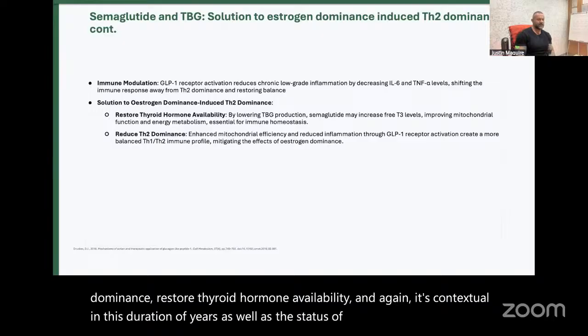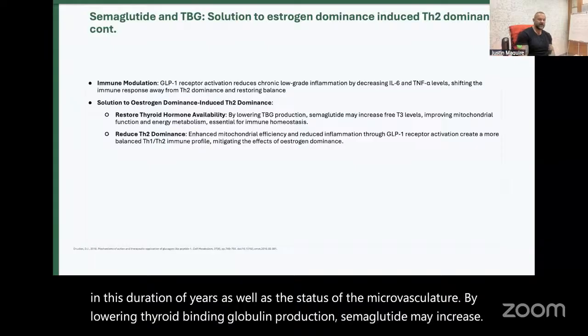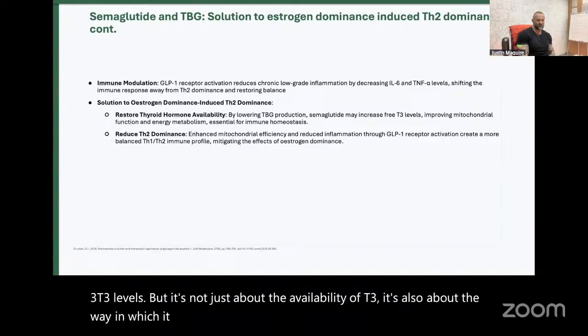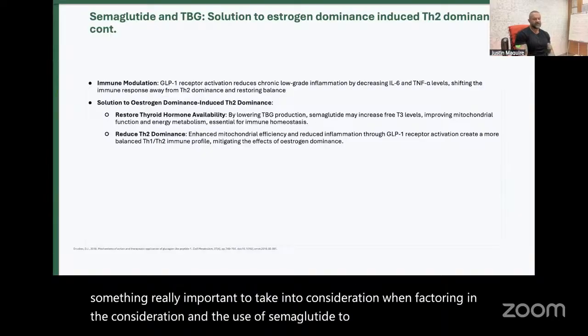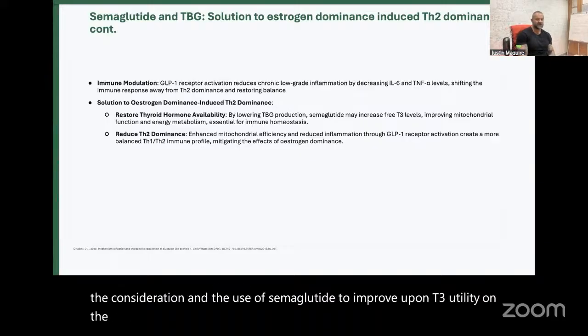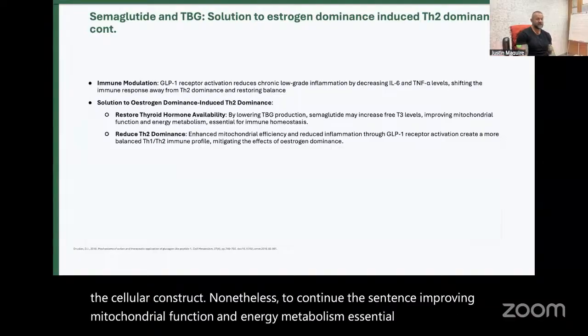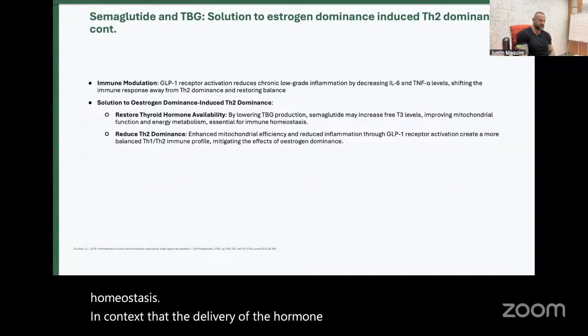By lowering thyroid binding globulin production, semaglutide may increase free T3 levels. But it's not just about the availability of T3, it's also about the way in which it can be delivered to its target receptors. And that's something really important to take into consideration when factoring in the use of semaglutide to improve upon T3 utility on a cellular construct. Nonetheless, to continue with the sentence, improving mitochondrial function and energy metabolism essential for immune homeostasis, in context that the delivery of the hormone is reaching its target receptor efficiently.